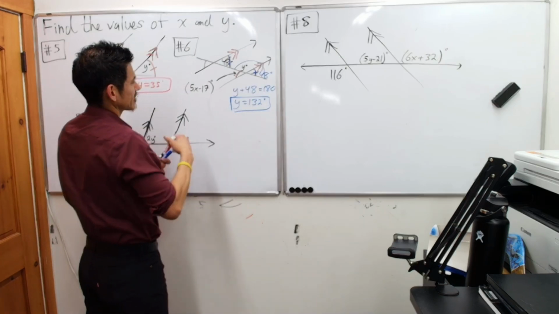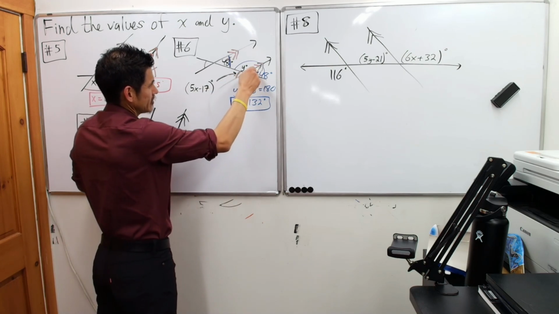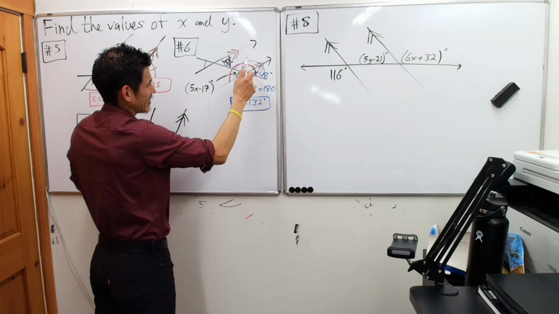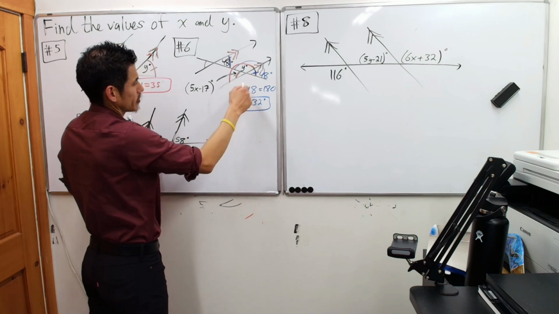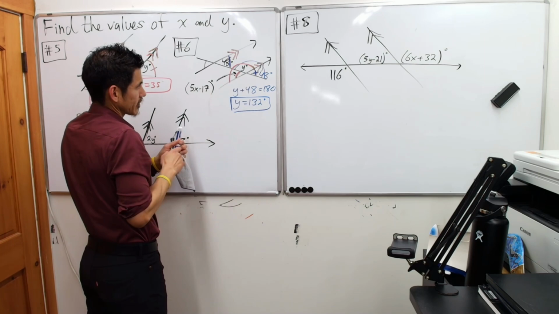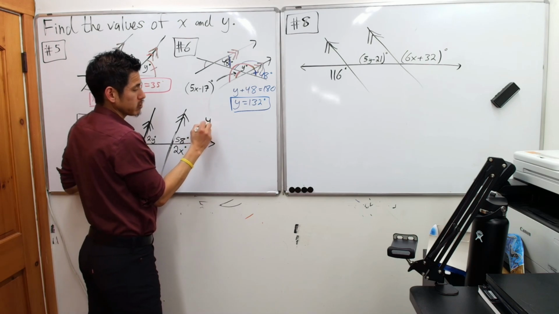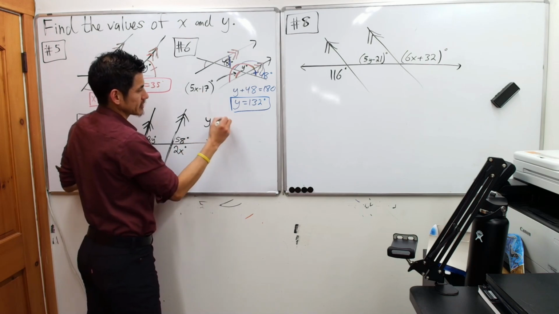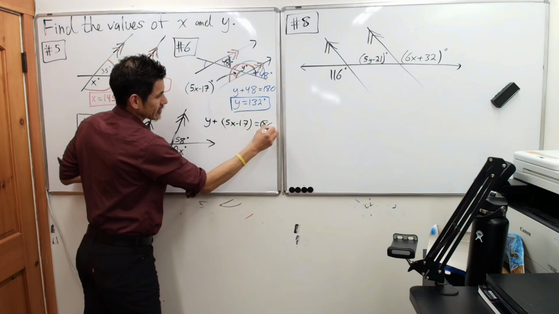Now, since y is 132 degrees, and since y is on the other side of this angle here, y plus whatever this is will equal 180. And what this is, is this. So we can have that y plus 5x minus 17 equals 180.